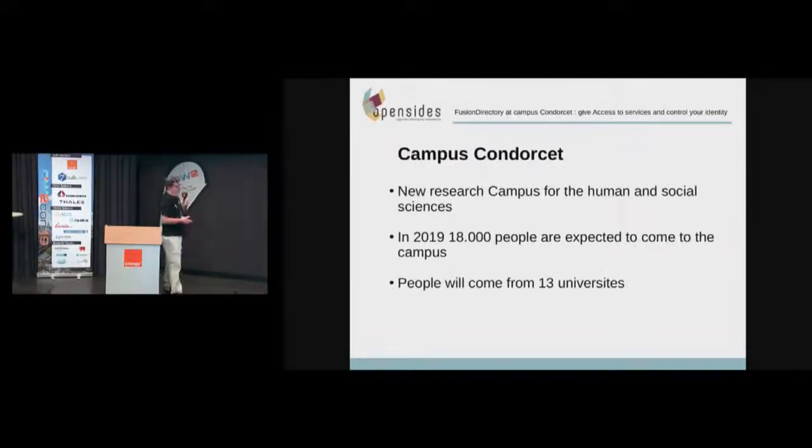So what is the Campus Condorcet? Campus Condorcet is a new place for human and social science. It will have nearly 20,000 people coming around. And it's a bit special because it's people that are coming from various universities. 13 for the start.